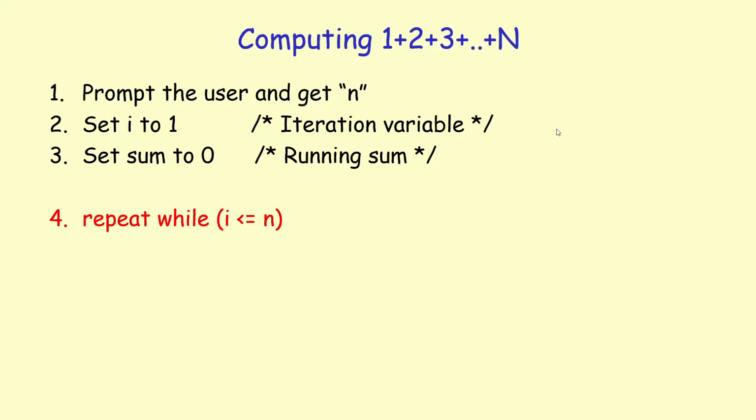So repeat while i is less than or equal to n. Remember, i will be walking over these numbers. So it will first be 1, then it will be 2, then it will be 3, and eventually it will be n, and then we will terminate the loop. So we get into the body of the while loop. We say sum plus equals i. So we need to add i into the running sum, then increment the value of i, and then go back to the beginning of the while loop. So when the loop terminates, the running sum should contain the summation, the sum of the numbers from 1 to n.